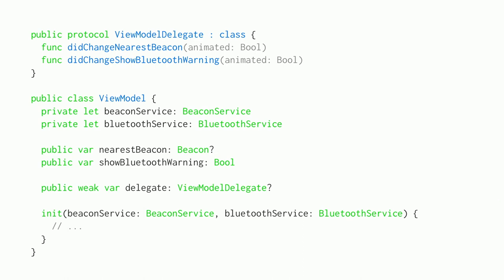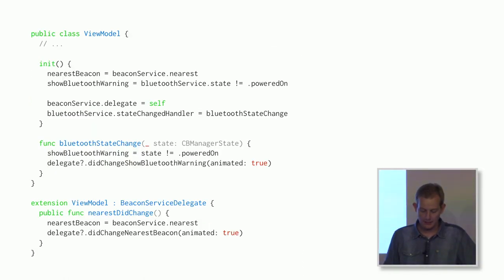Then the view model itself retains references to the beacon service and the Bluetooth service, which are injected in some way in the initializer. And it has the properties nearestBeacon and showBluetoothWarning, and a weak delegate. So anyone who's interested in the current state can look at the two properties. And if you're interested in changes to the state, you can implement the view model delegate and set yourself as the delegate to this view model. This is the rest of the implementation of the view model.